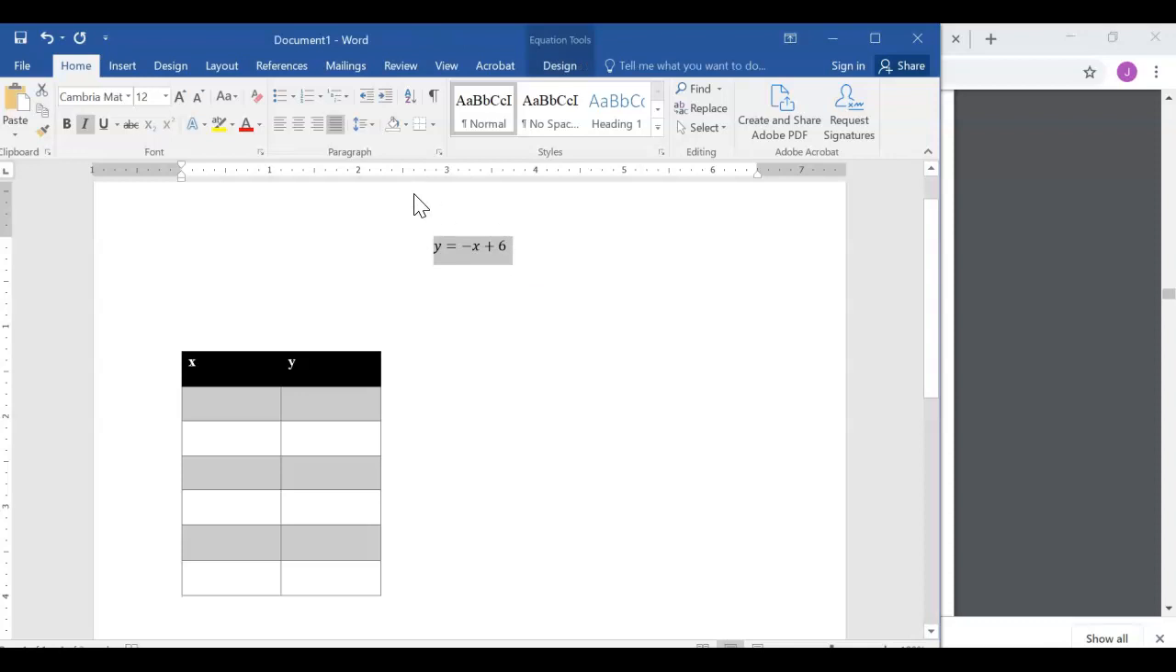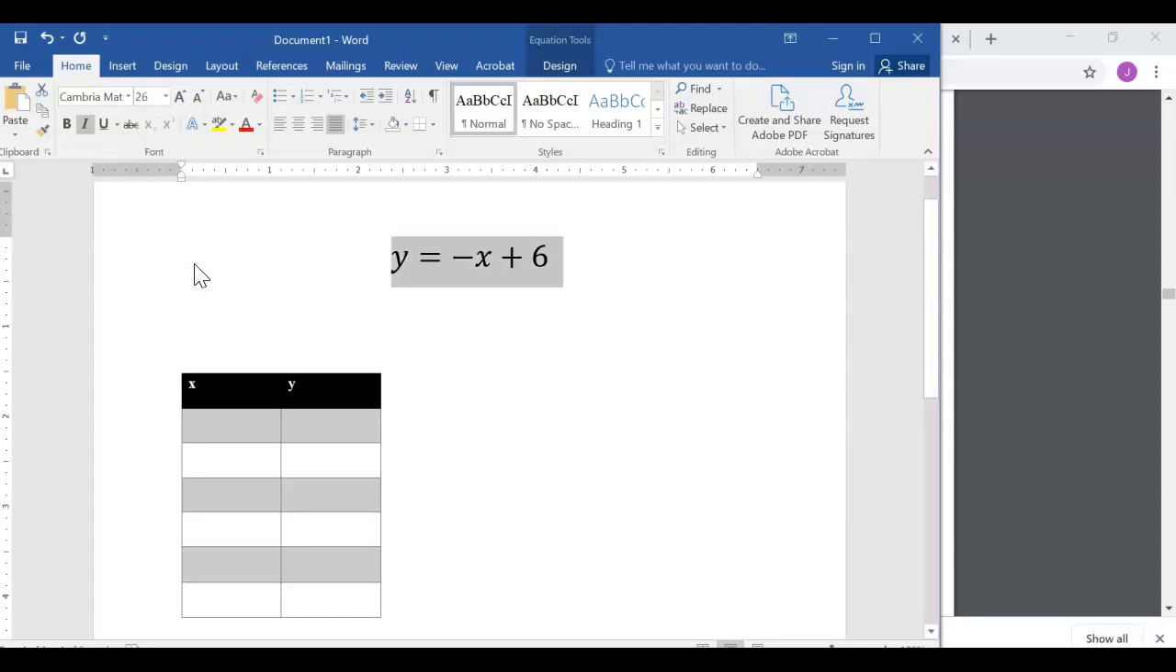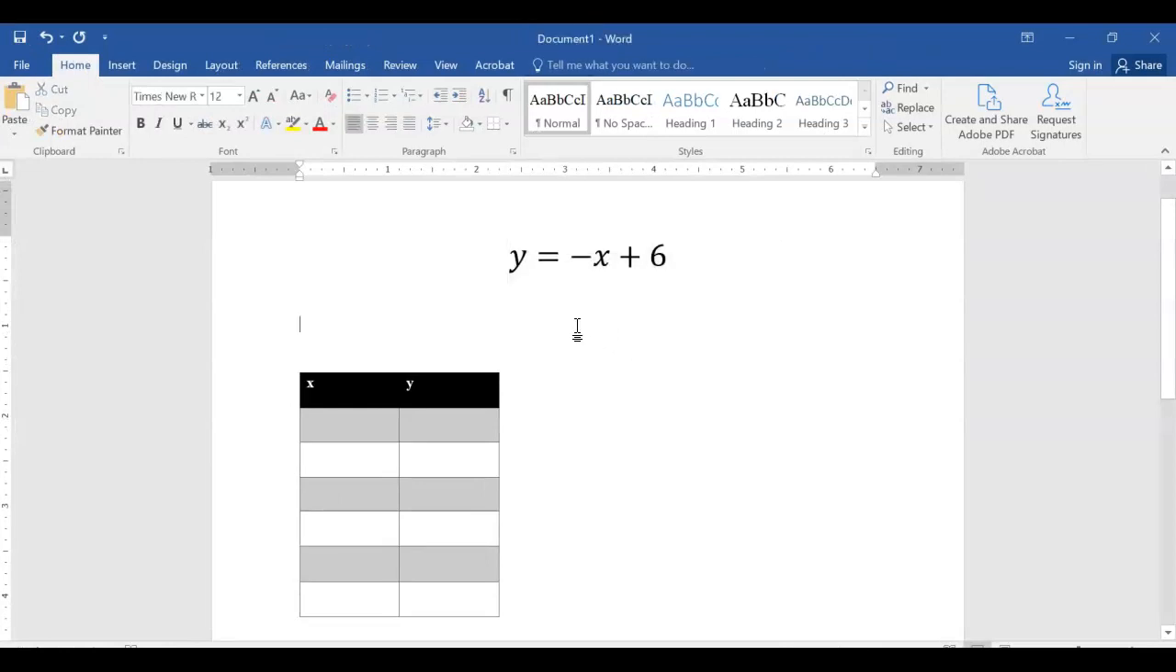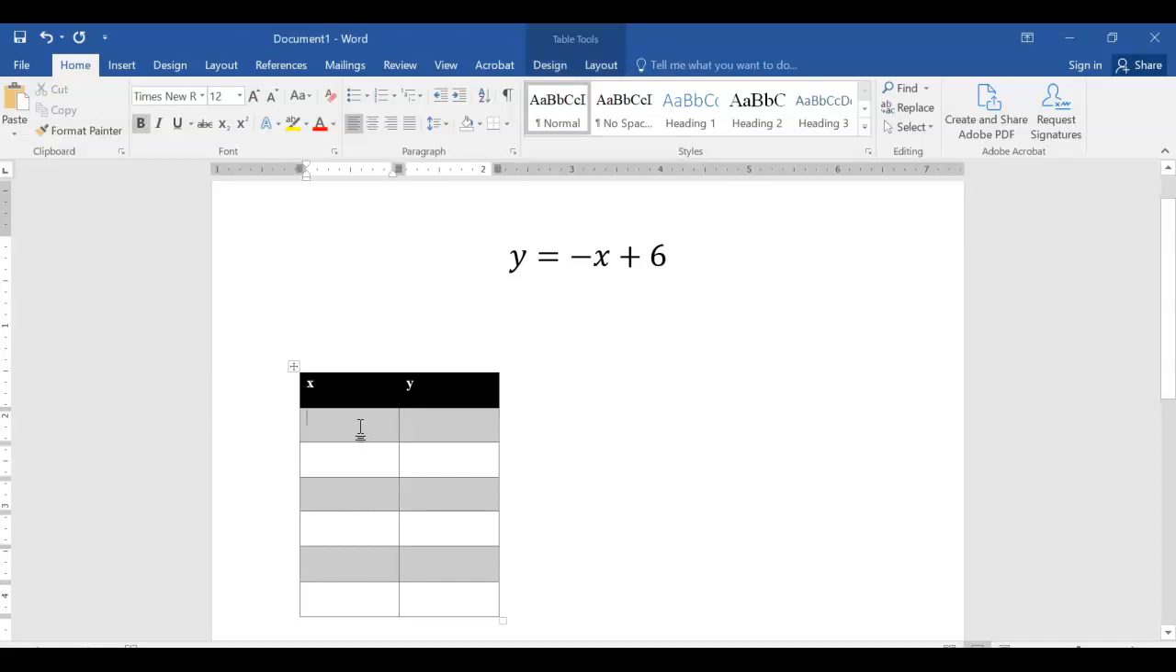So what I've done here, let me make that a little bit bigger. I have y equals negative x plus 6 on this Word document. And so we're going to pick some x values and find the points that work in this line. Generally speaking, let's pick some x values like -2, -1, 0, 1, and 2. You could pick 3 as well if you'd like. Pick whatever you want, but these are the x values that I'm going to pick.